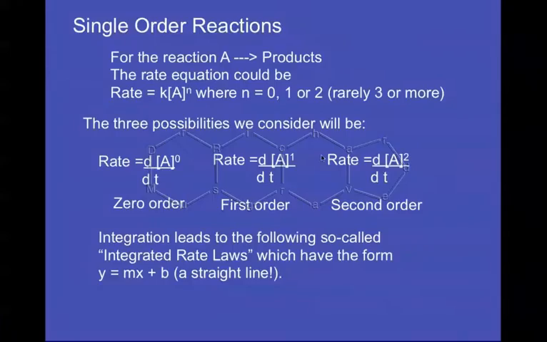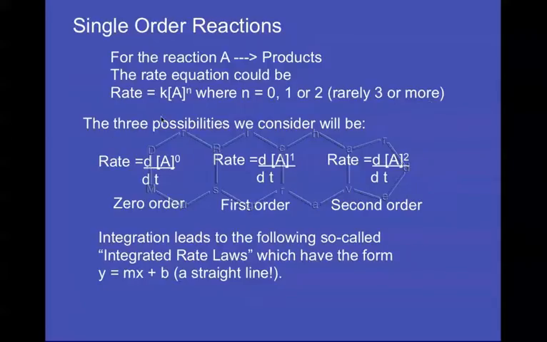Okay, I'd like now to talk about some single order reactions, and what we're looking at here are reactions where we start with the single reactant and we go to a product. So A going to products here, and the possible orders we're looking at would be n equals 0, 1 or 2. So rate equals k[A]^n, n equals 0, 1 or 2, rarely 3 or more, and I'll explain why 3 or more is pretty rare later on when we get into mechanisms.